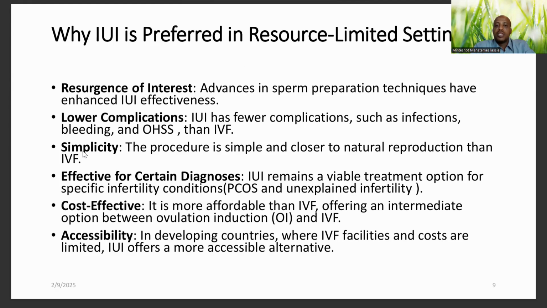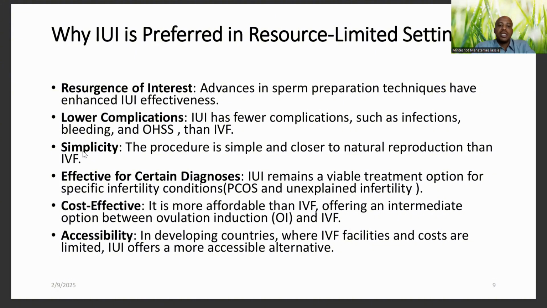It is also an effective treatment for certain diagnoses. For example, in a patient with ovulatory dysfunction, like in a PCOS patient, or in a patient with unexplained infertility, we should not rush for IVF. The first line of treatment, next to ovulation induction, should be intrauterine insemination. The other thing, it is obviously cost effective and affordable compared to IVF, and it is taken as an intermediate option between ovulation induction and in vitro fertilization.